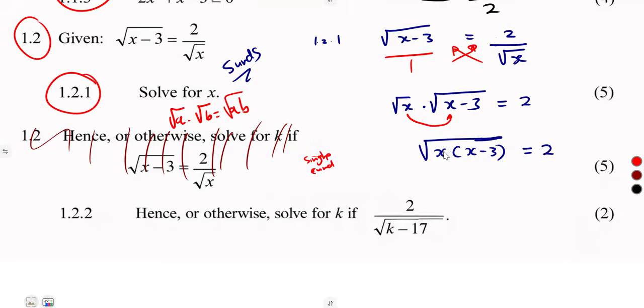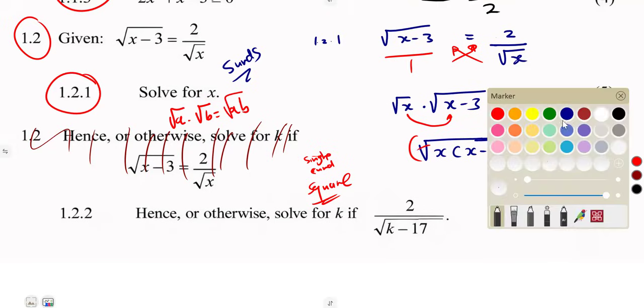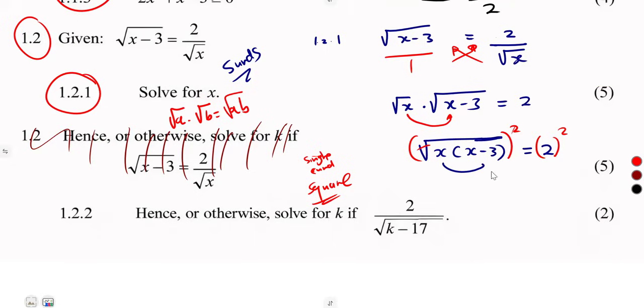So what we can do is to get rid of that square root by what? Squaring both sides. By squaring, you are getting rid of the square root, so you're going to remain with what is under the square root: x into x minus 3, and that is equal to 2 squared, 2 times 2, which is 4. All right, so that's it, guys. We can solve for x.